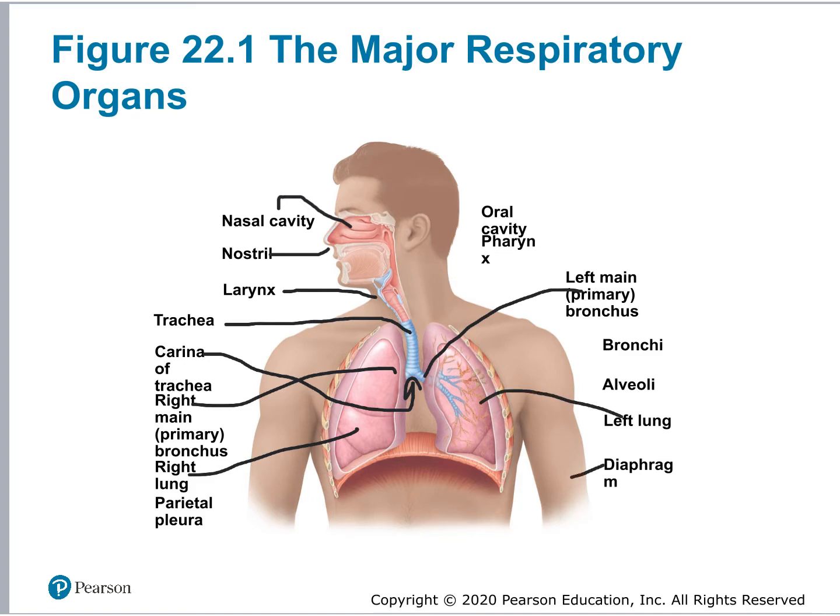The diaphragm is the muscle that separates the thoracic cavity from the abdominal cavity. That's the diaphragm right there. Let's go back up here on the right hand side.